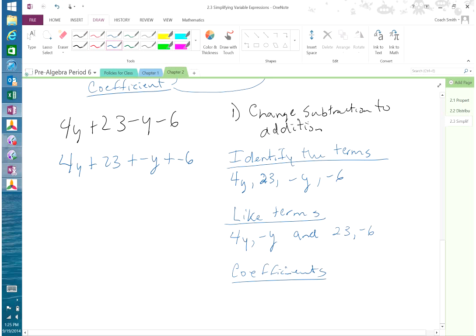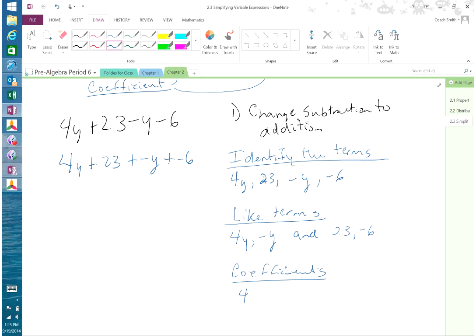The coefficients in this problem, what are they? What are the coefficients in this problem? 4? Anything else? Nope, 23 is not in front of a variable. Negative... Nope, negative 6 is not in front of a variable. Y is not a number.